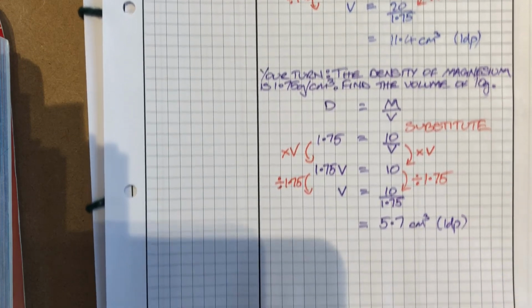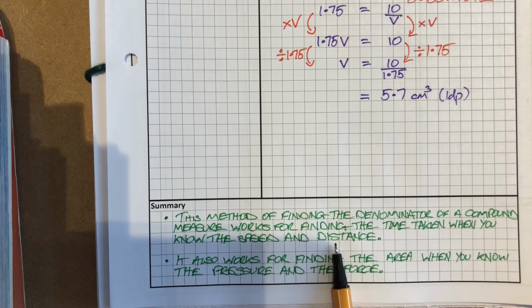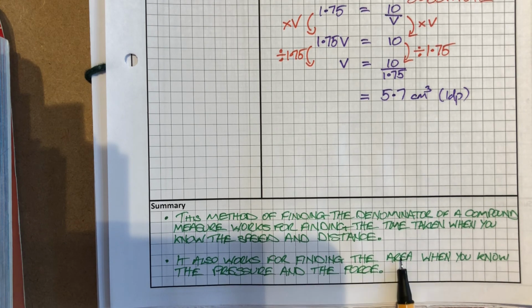Bit of a summary. I've written it out because it's fairly lengthy. I've done this for when I know density and mass in order to find the volume, the denominator in the equation. But it works just as well when I know speed and distance and I want to know the time. And it also works when I know pressure and force and I want to know the area.